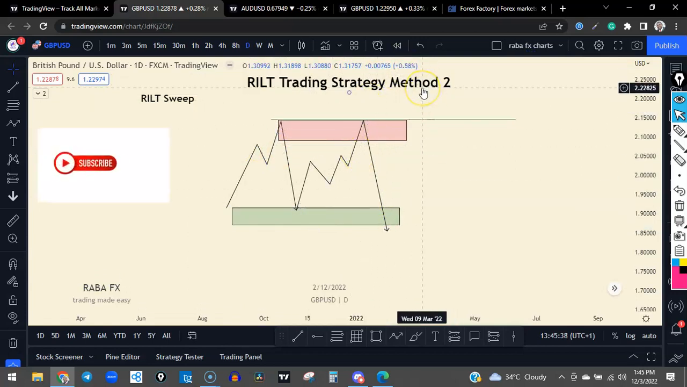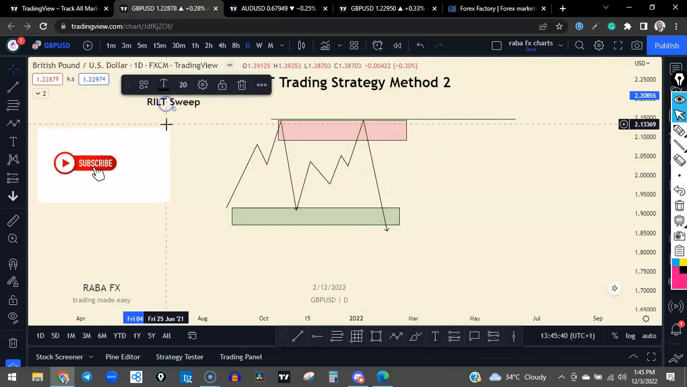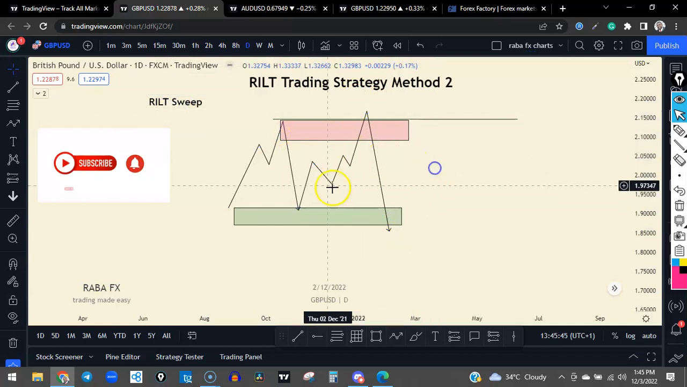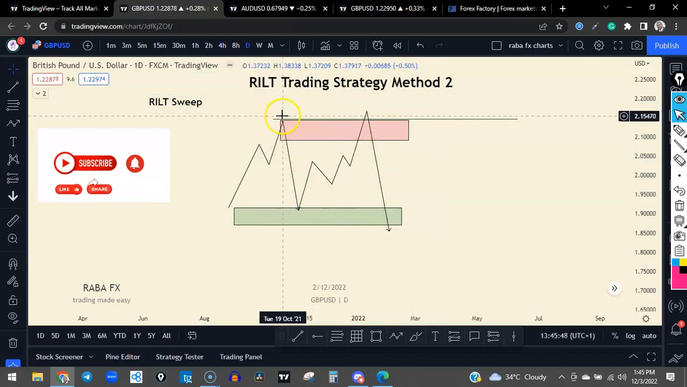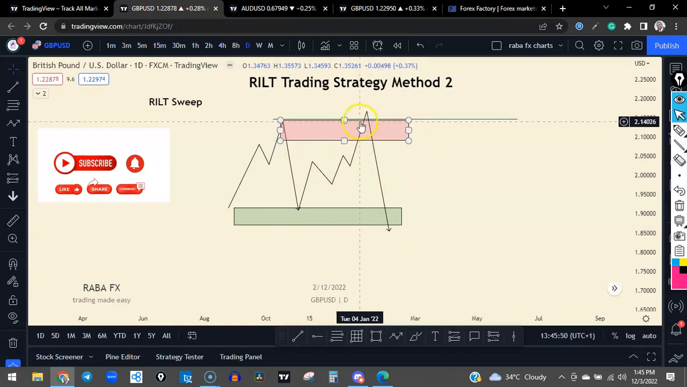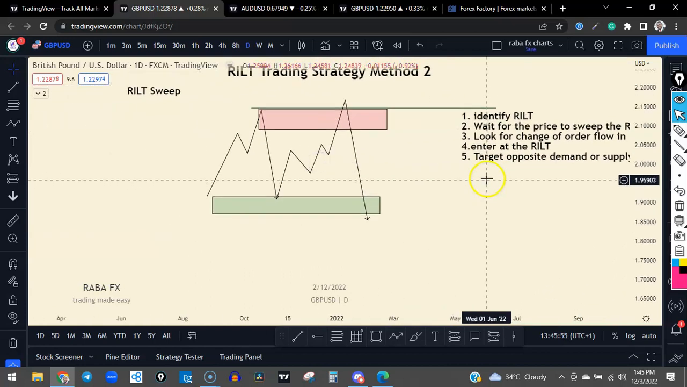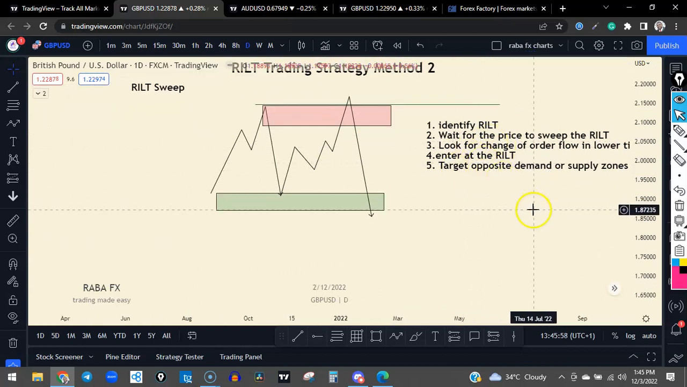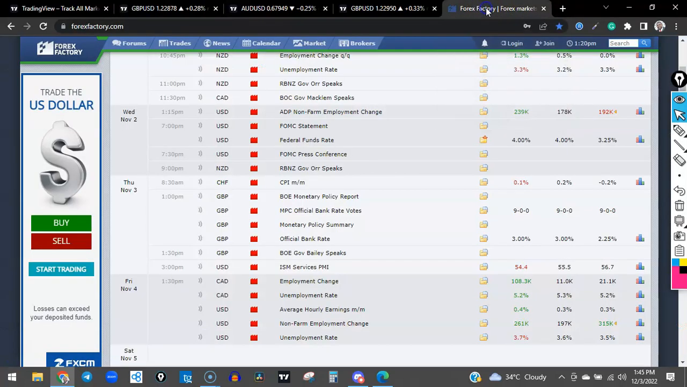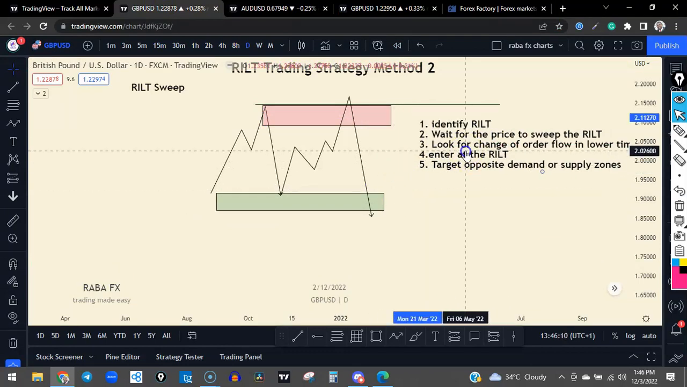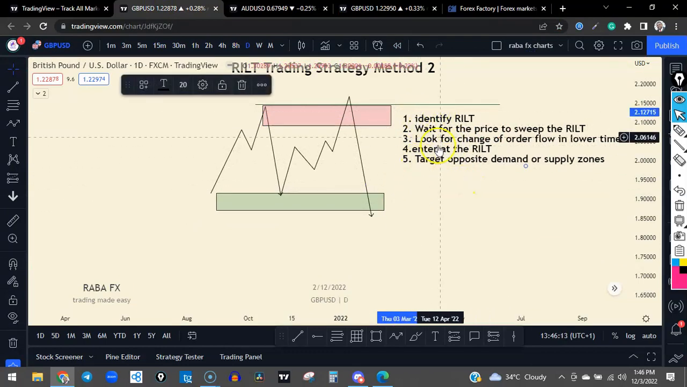So in method 2, we want to be trading the R.I.L.T sweep. A sweep of this, and then we move in our intended direction. While others will be entering here with stop loss above, you simply wait for that R.I.L.T to be taken. These are the simple rules. Rule number 1, identify your R.I.L.T. You need to have Forex Factory to understand the days where news will be released, and then your trading software. Without wasting time, I will go through all of this.